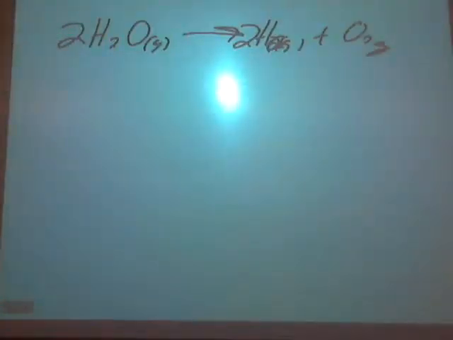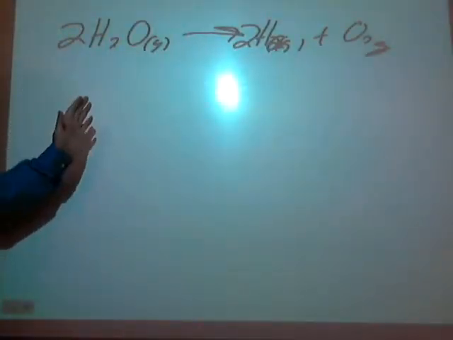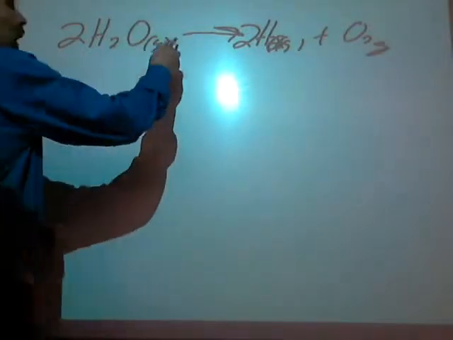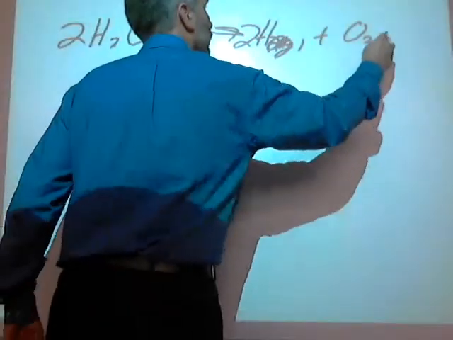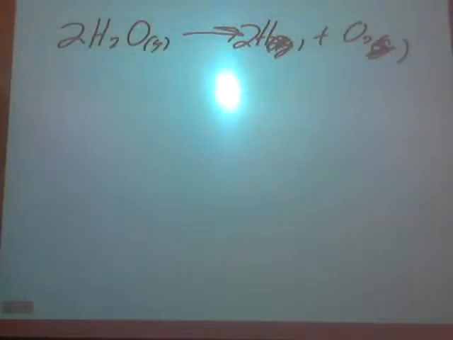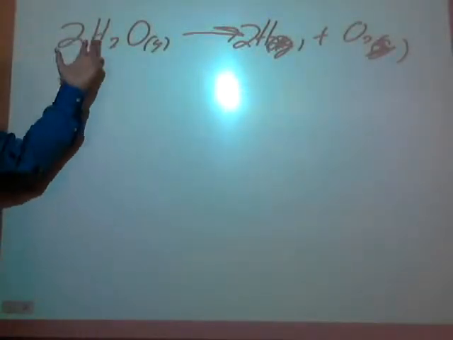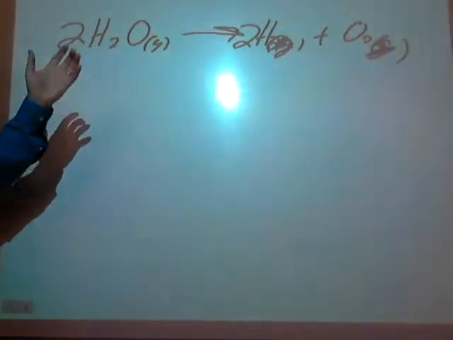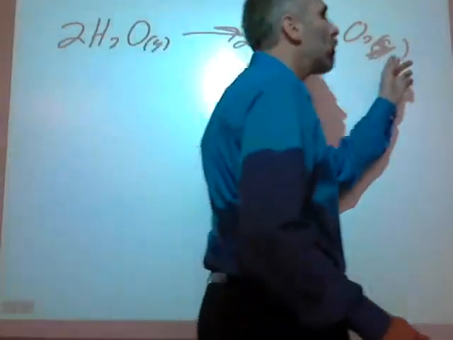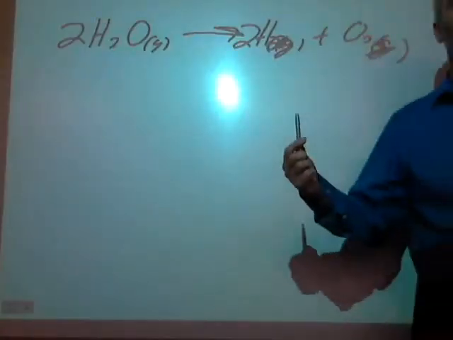Everybody agree? Okay. My question could simply be as easy as this. These are all gases. That's a G, and that's a G. These are all gases. If I put all that into a closed container, what would happen to the size of the container? Remembering that moles of gas and volume are proportional.